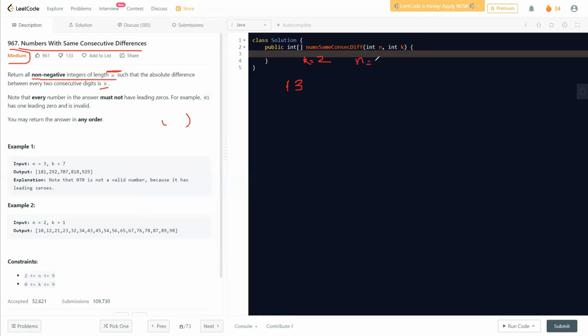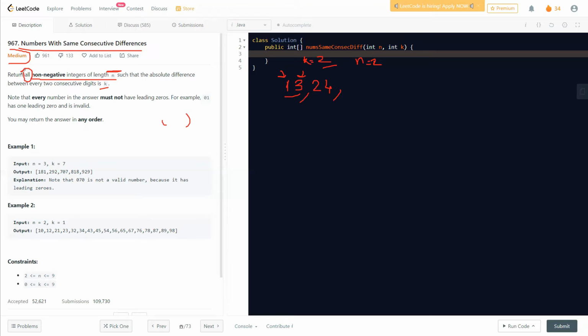Say our n is 2. That means it can be only two-digit numbers, so that's what it says, the length of n. Now the absolute difference between two consecutive digits: the two consecutive digits are 1 and 3, so the difference is 2, right? So that's possible. And then if the next number is 2, then it can be 4. That's our second number that we can create. So it can return all of those.